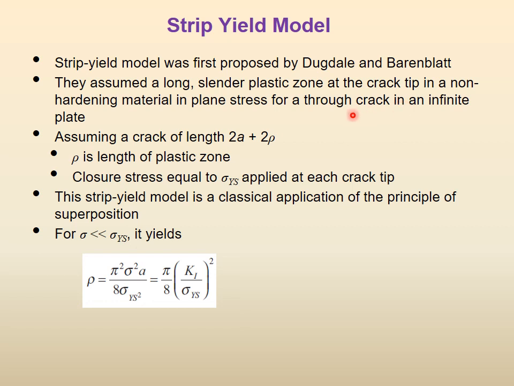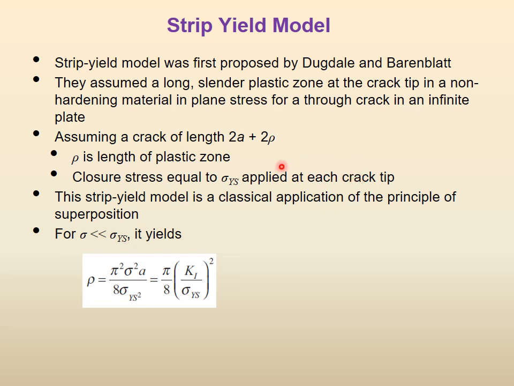Remember, in the Irwin approach, the plasticity is a circle, a small circle, larger circle, and so on. Here they are thinking of a long, thin plastic zone. It is still in plane stress, and there is a through crack and an infinite plate is still there. So we will show you the figure very shortly. But assuming a crack of length 2a plus 2 rho, where rho is the length of the plastic zone, and closure stress, again yield stress applied at each crack tip.